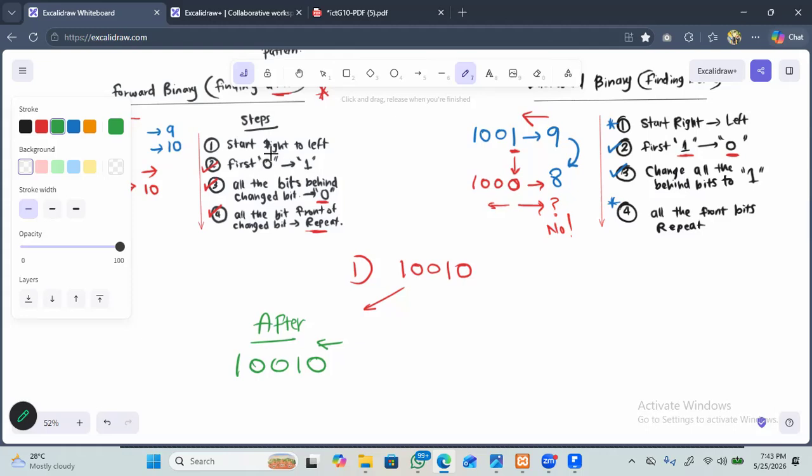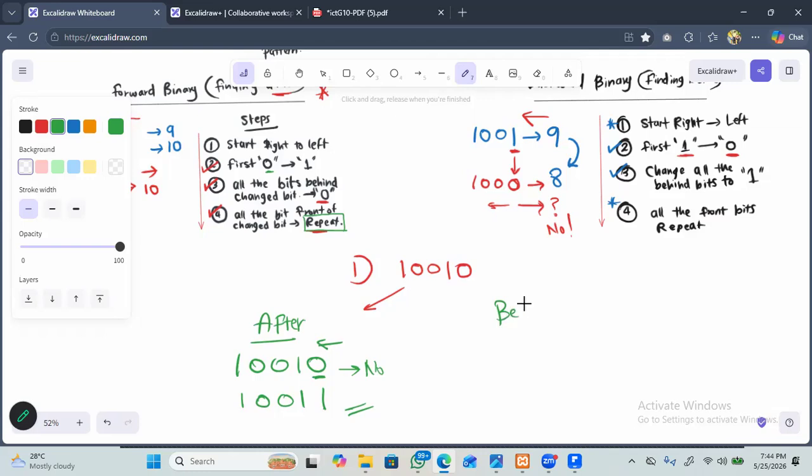First, I should change the first zero to 1. The very first bit is a 0, so I can change it to 1. Then I have to make all the behind bits 0. Are there any behind bits here? No. I have only front bits. What should I do to the front bits? Always repeat the front bits as they are. So I'm repeating 1, 0, 0, 1. Easy. This is my after number.